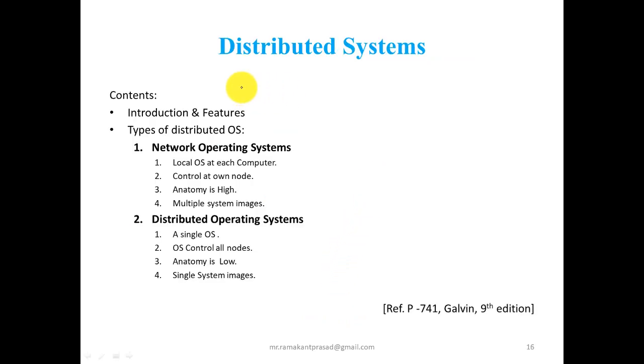The next chapter is distributed systems, in which we are going to discuss the basics of distributed systems, like the introduction and features of distributed operating systems, and various types of operating systems like network operating systems and distributed operating systems. In a network operating system, there is a local operating system at each computer. Here there are different operating systems. Each computer or node has its own operating system.